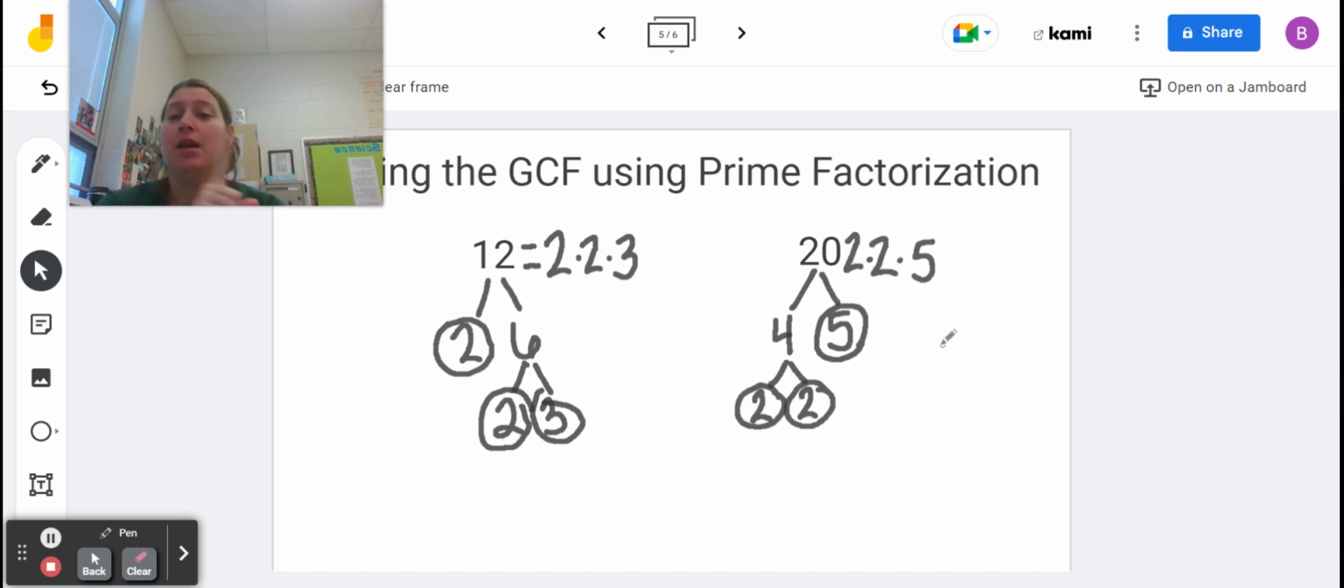Okay, so now we need to find our greatest common factor using prime factorization. So I'm going to set it up the same way I did before. I'm going to stack them on top of each other. Typically, I like the longer one on top.